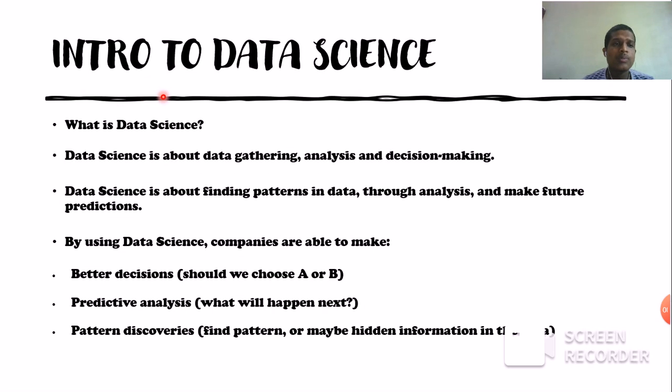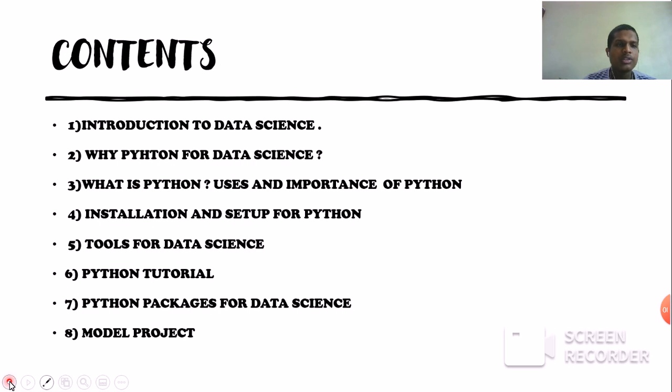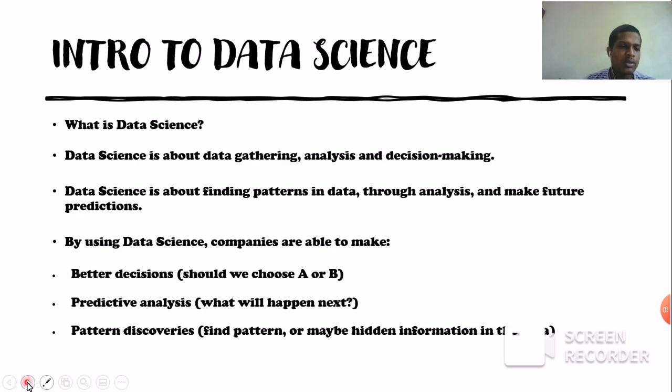As I have said, the first topic is introduction to data science. So what is data science? Data science is about data gathering, analysis, and decision making. It is about finding patterns in data through analysis and making future predictions. Using the data, we analyze it, and using Python, we make future predictions. By using data science, companies are able to make better decisions and the best choices.